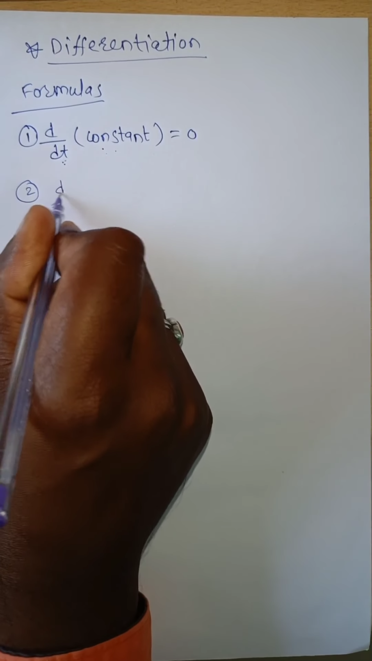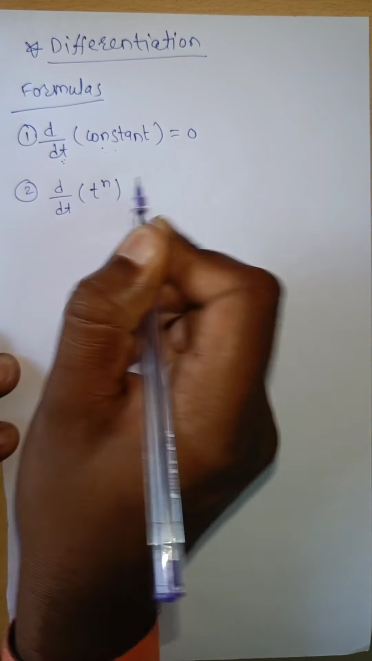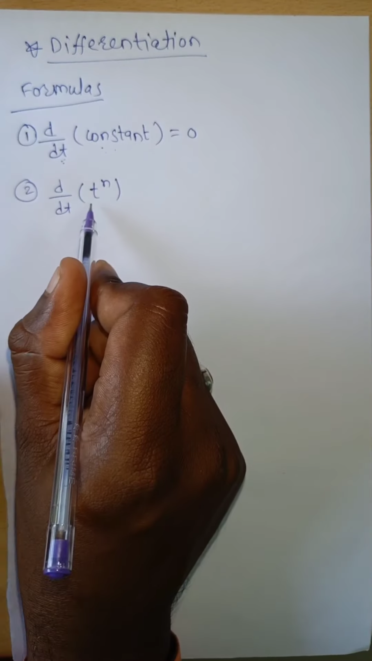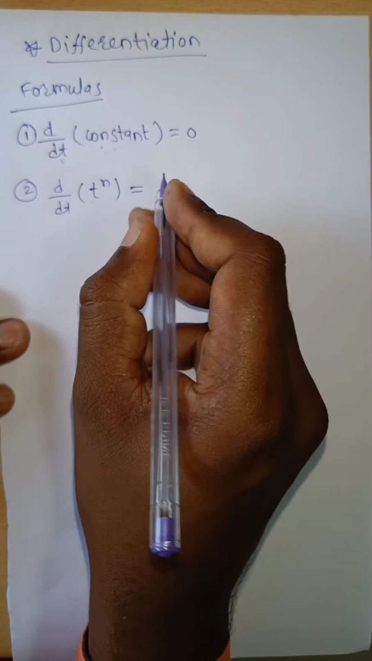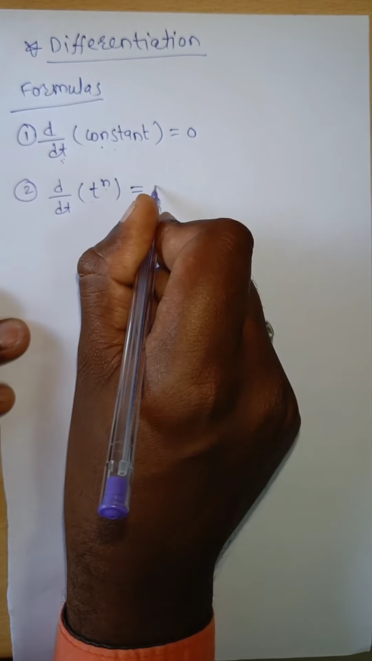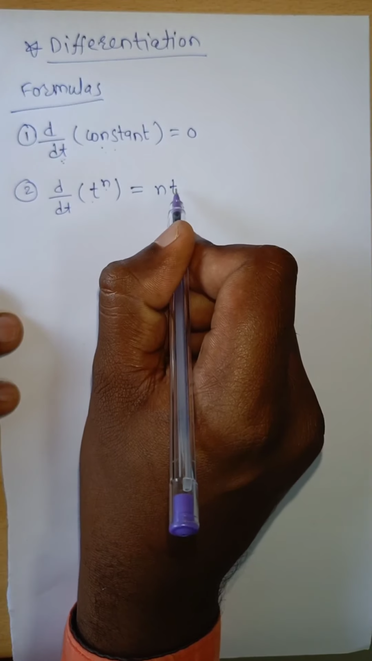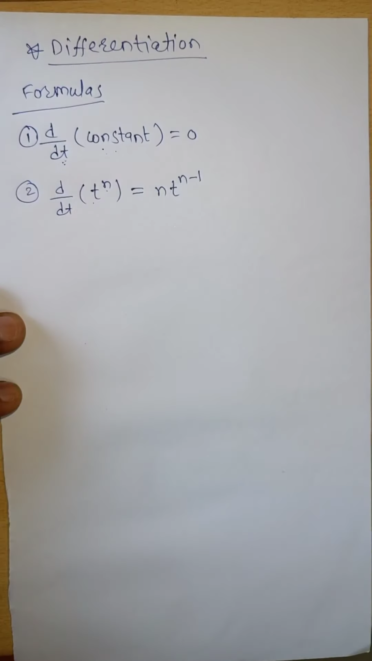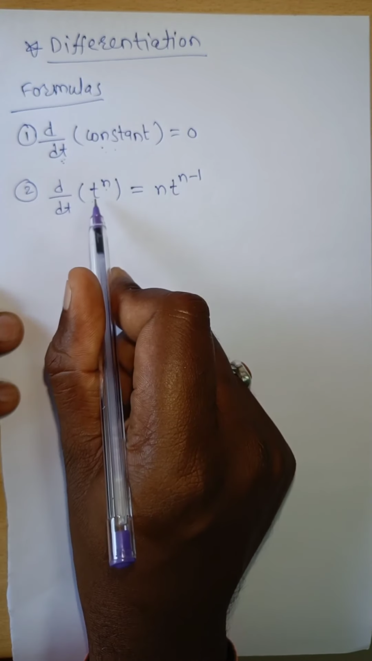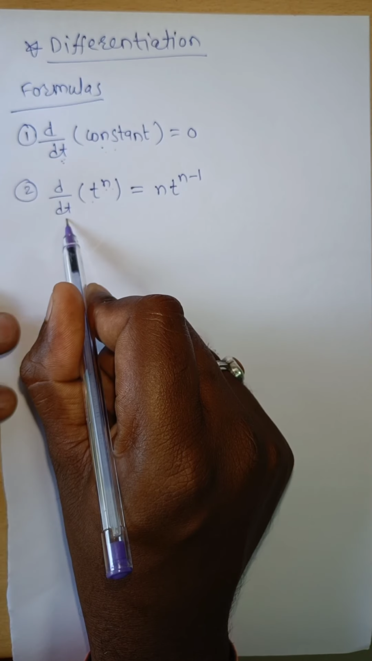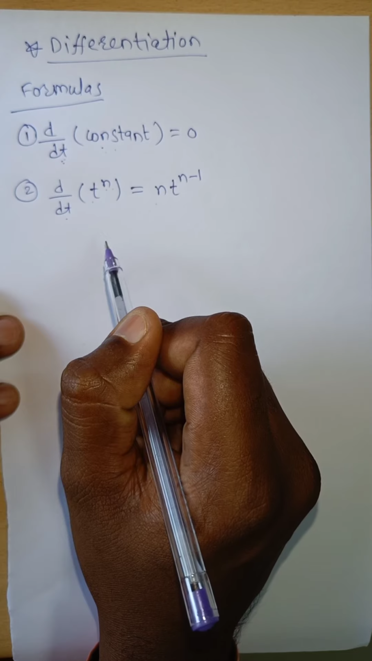Now the second formula: d by dt of t to the power n. If the function is t to the power n, then its differentiation is power into t to the power, that is, n into t to the power of n minus 1. The differentiation of t to the power of n with respect to t is n into t to the power of n minus 1.